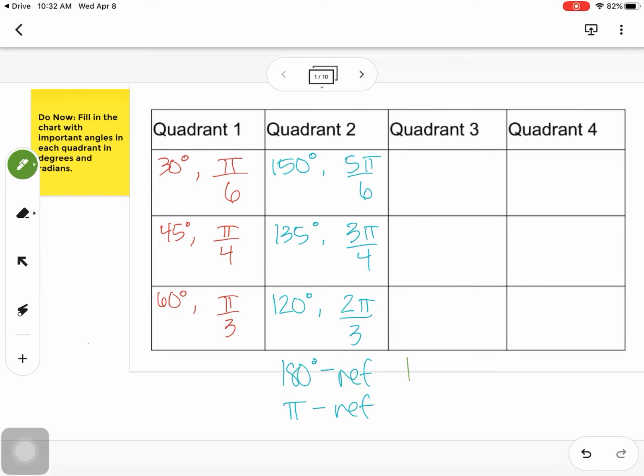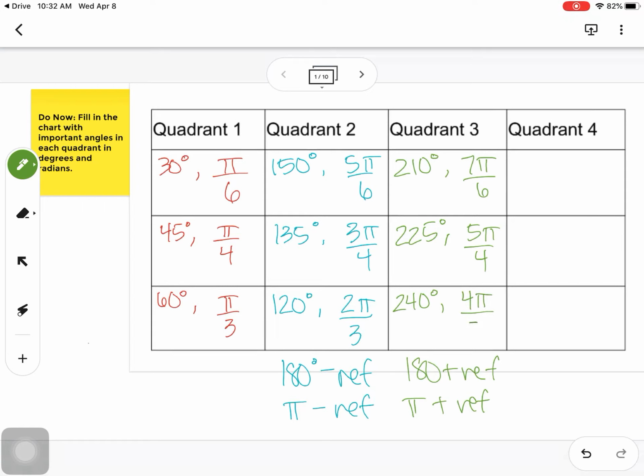In quadrant 3, it's just 180 plus that reference, or pi plus that reference. So 180 plus 30 is 210 degrees. If I do pi plus pi over 6, I get 7 pi over 6 because you get a common denominator. For 45, 180 plus 45 is 225. And pi plus pi over 4 is 5 pi over 4. For 60, 180 plus 60 is 240. And then pi over 3 plus that pi is going to be 4 pi over 3.